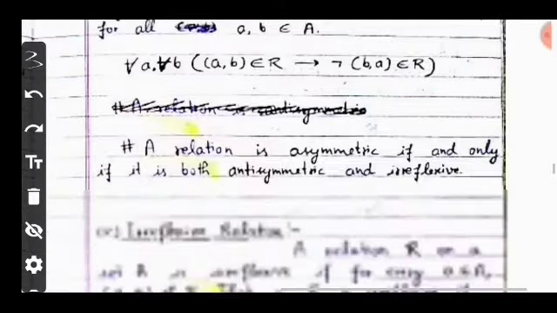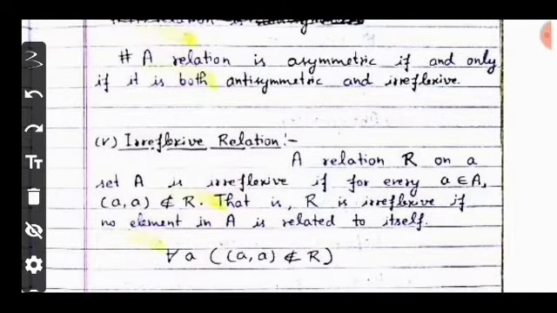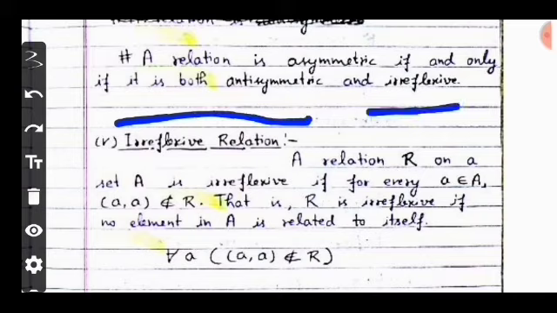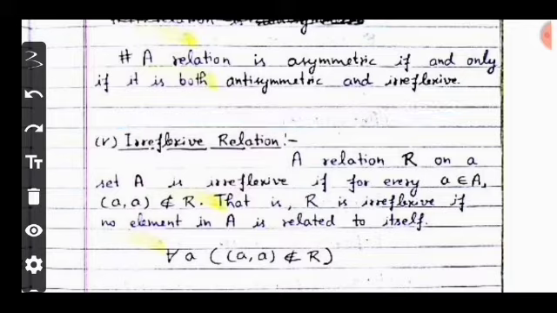Now move on. Next point is that a relation is asymmetric if and only if it is both antisymmetric and irreflexive. And what is an irreflexive relation? A relation R on a set A is irreflexive if for all a belonging to A, the ordered pair (a, a) does not belong to R. That is, R is irreflexive if no element in A is related to itself. So it is called irreflexive, meaning for all a, (a, a) does not belong to R. Now move on.